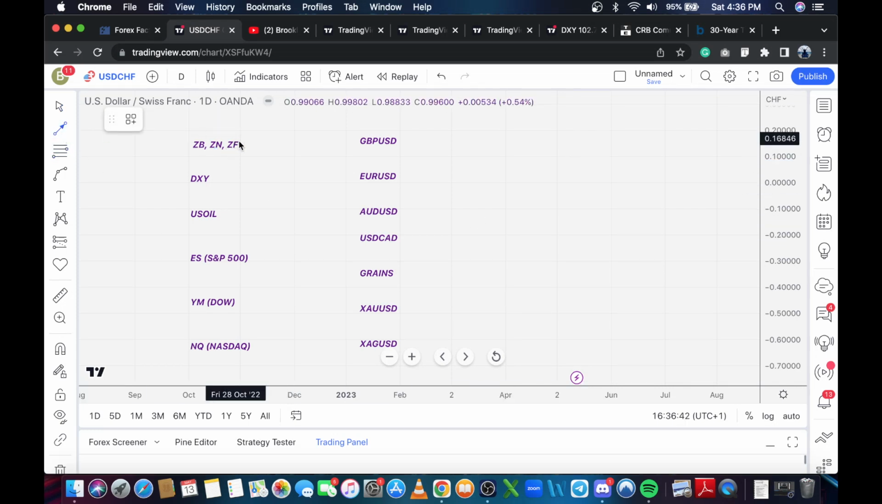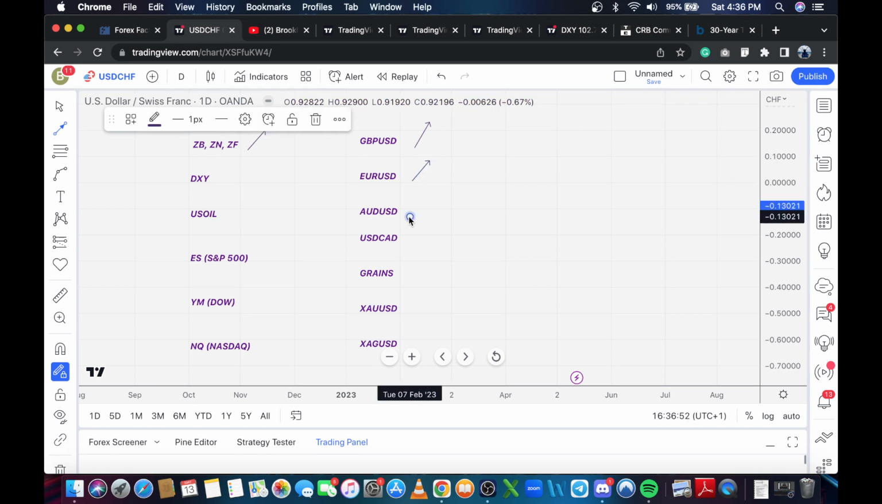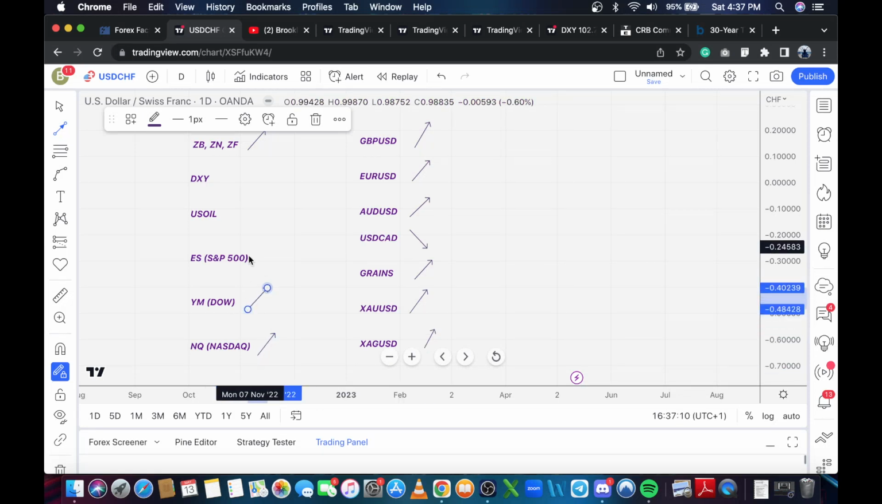Alright, so if US treasuries are going higher, GBP dollar should be going higher. Euro dollar should be going higher. Aussie should be going higher. US CAD should be going lower. Grains should be going higher. Gold, higher. Silver, higher. NASDAQ, higher. Dow, higher. ES, higher. Oil, higher. Dollar, lower. This is the USJPY.